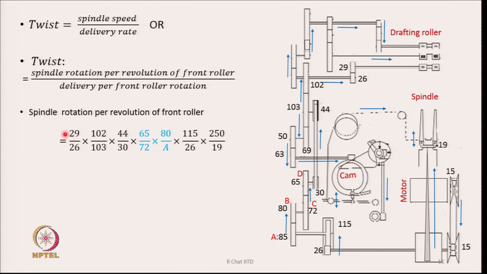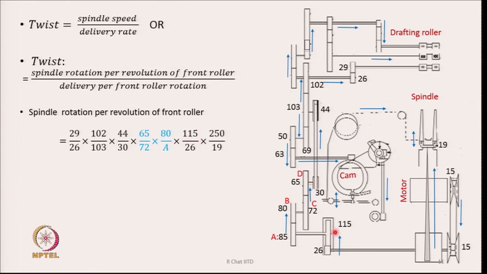So, spindle rotation per revolution of the front roller will be 1 into 29 by 26, then 102 by 103, and then 44 by 30. This is the pulley, whatever is here, and then I have this set of gears A, B and C, D. So, 65 by 72 and maybe 80 by A. Why have I chosen A? Let us say this is the change gear for our case, that is the twist change gear. The rest of the gears are fixed.